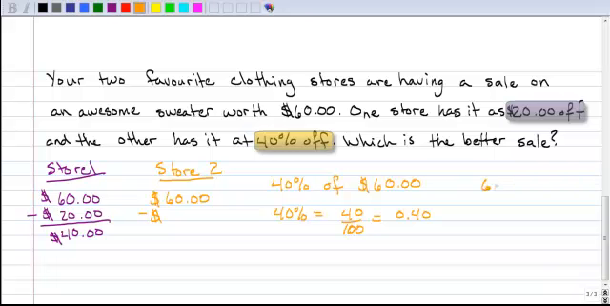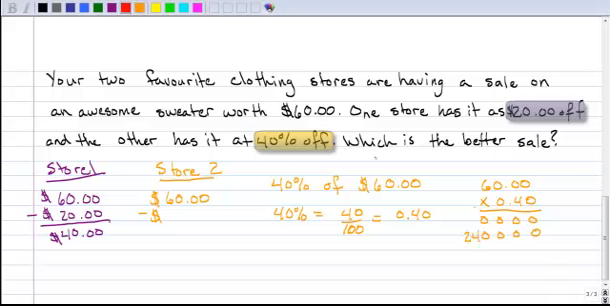So we can take our $60, multiply it by 0.40, and we're going to get 0 times 0 is 0, 0 times 0 is 0, 0 times 0 is 0, 0 times 6 is 0. Easy one. Placeholder 0. Let's not forget about that placeholder 0. 4 times 0 is 0, 4 times 0 is 0, 4 times 0 is 0, 4 times 6 is 24.